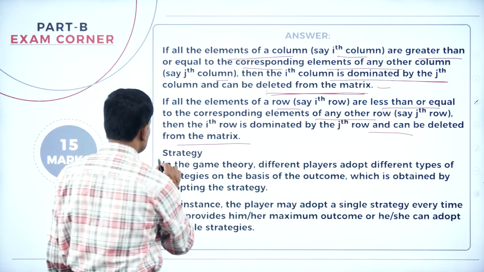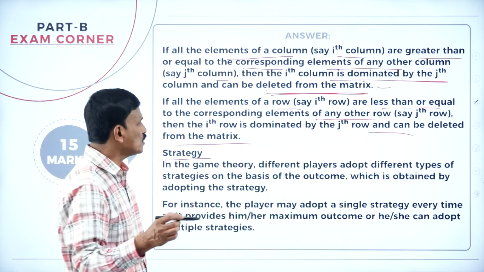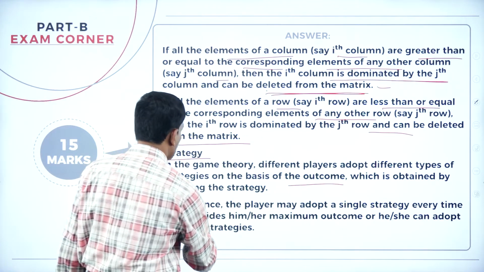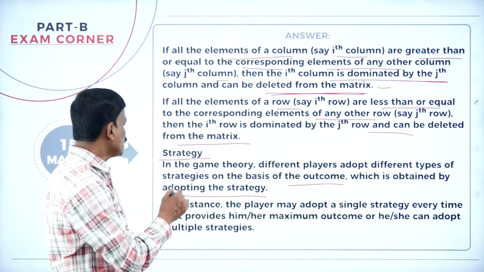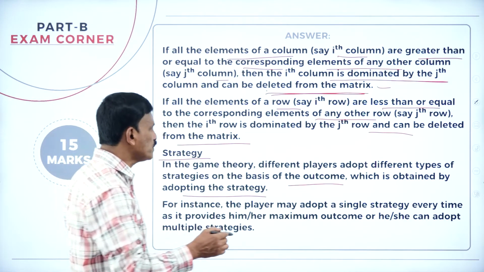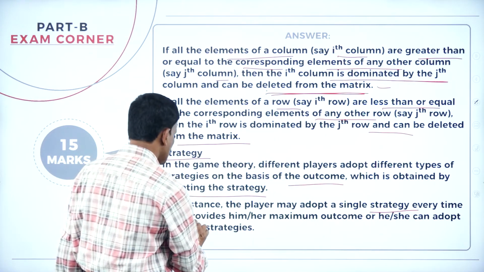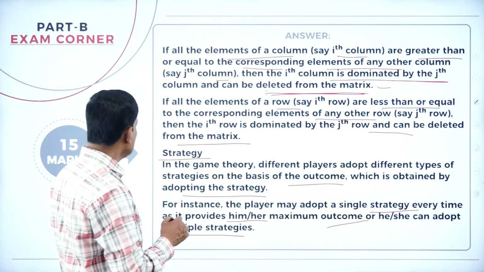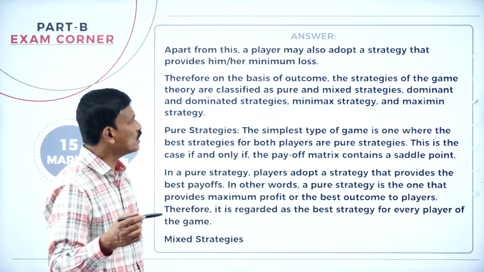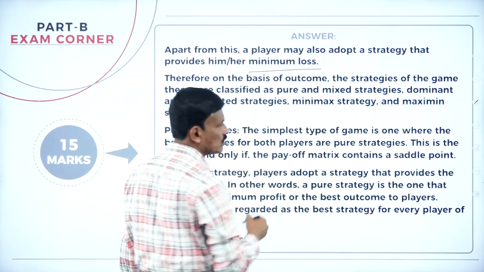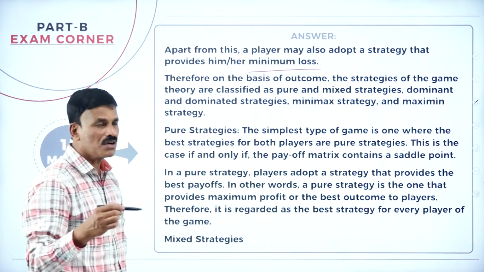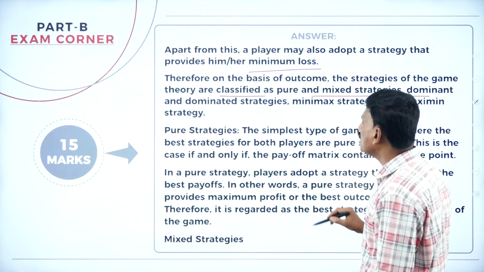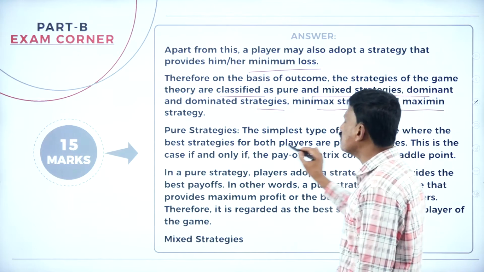Now let us come to the strategy. In game theory, the different players adopt different types of strategies on the basis of the outcome obtained by adopting them. For example, a player may adopt a single strategy every time so as to provide his or her maximum outcome, or adopt multiple strategies. A player may also adopt a strategy that provides minimum loss. Therefore, on the basis of outcome, the strategies of game theory are classified as pure and mixed strategies, dominant and dominated strategies, minimax strategies, and maximin strategies.